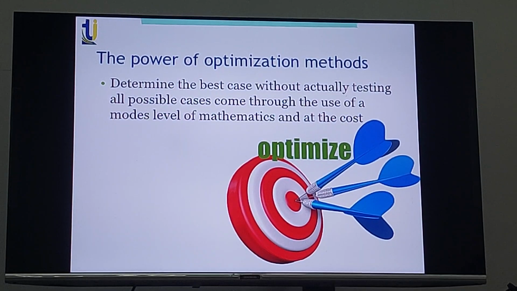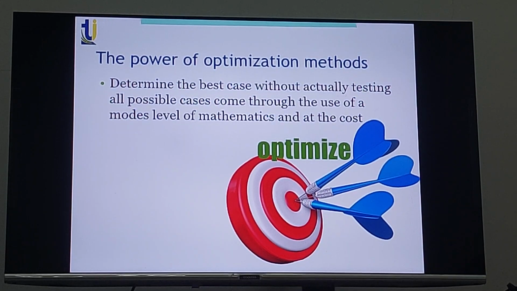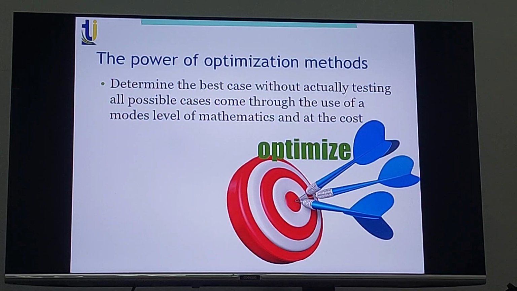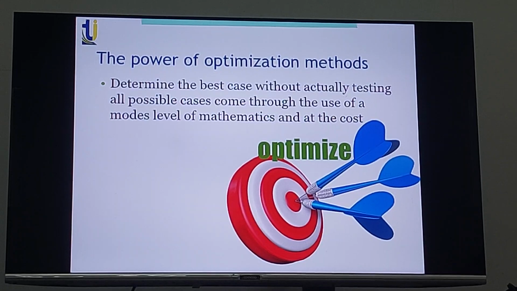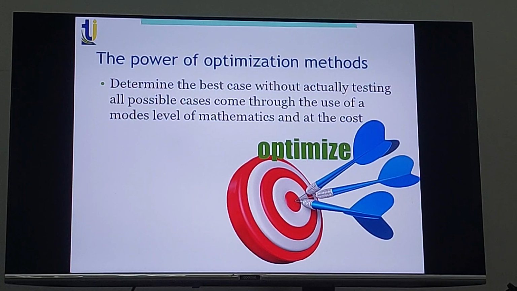Yeah. The power of optimization is that it determines the best case without actually testing all possible cases, through the use of a model, in terms of mathematics and cost. So this is not doing it for real, like when you want to reduce from 10 people into 8 people to work in this factory. In here, you just change the number. But if you apply it, you need to fire those two, right? Firing people is not easy, or moving people to other departments is not easy. So using this is much easier.